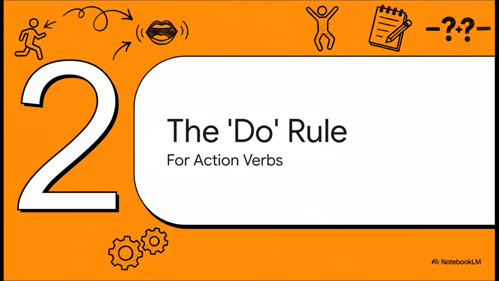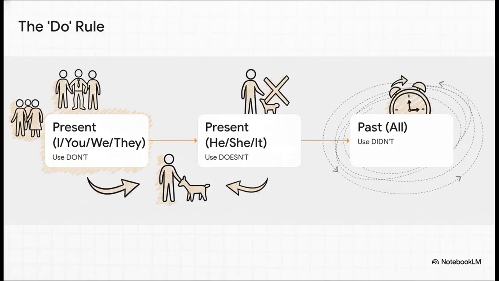All right, so we've nailed be verbs and helping verbs. But what about all those other verbs in English? The action verbs like work, play, eat, go. For those, we need a whole different tool. So let's move on and add the do rule to our kit. Think of this as your simple roadmap for every other action verb. It all comes down to 3 easy choices.